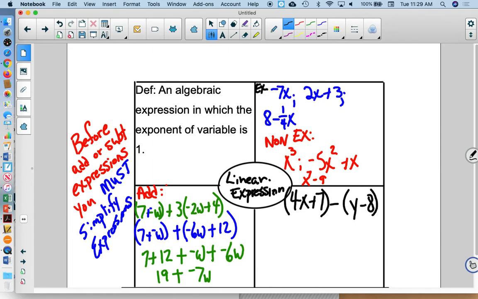Okay. I've got to go back and simplify each expression first. So I'm going to look inside my expressions. Is the first expression, 4x plus 7, as good as it's gonna get? If I look at y minus 8, what do I need to do to it before I say I'm done with it at this point? What do I need to do, Chance? Add opposite. I'm going to change subtraction to addition.